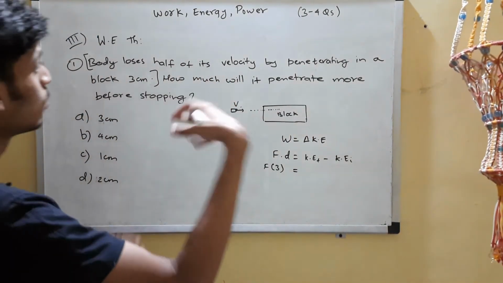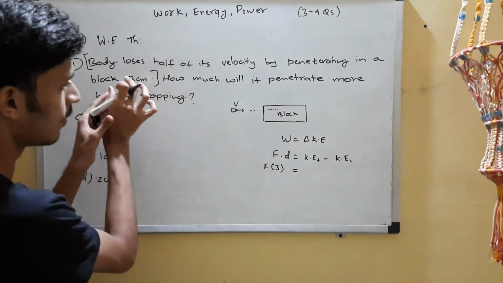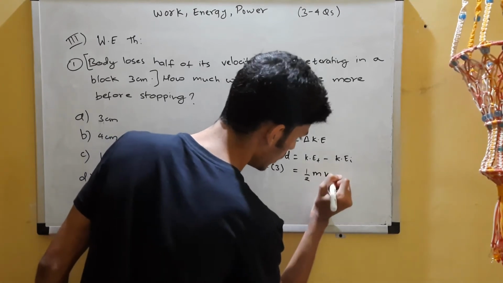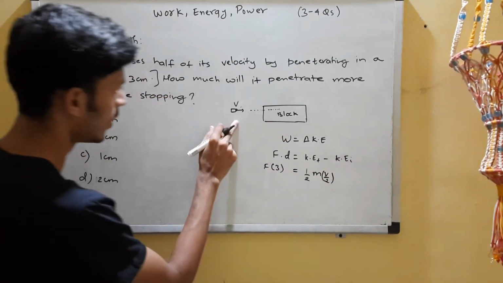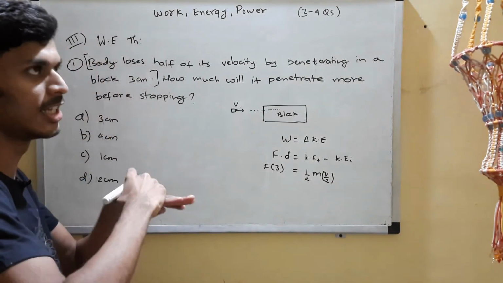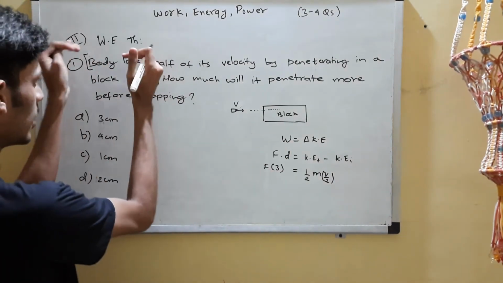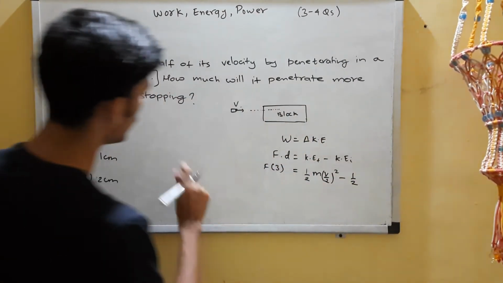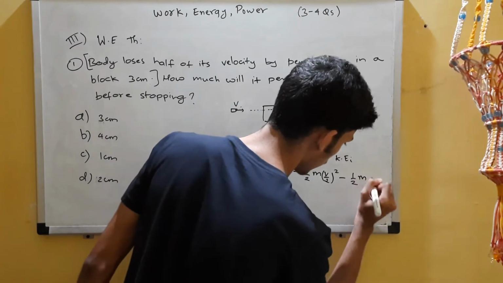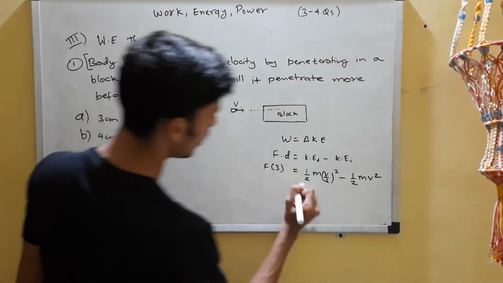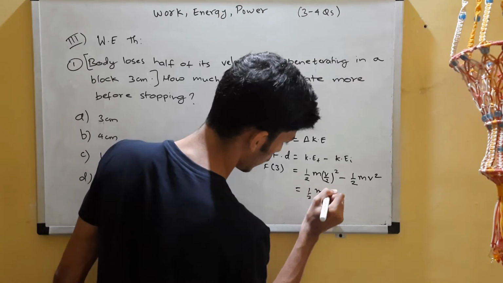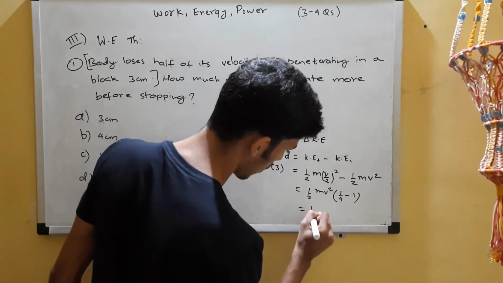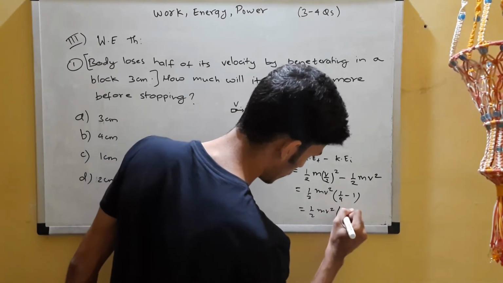If you see, the body loses half of its velocity after 3 centimeters. So half m v by 2, right? Initial velocity is v, but finally the velocity will become v by 2, considering only this situation over here. Initial velocity is v, so half mv square is the initial kinetic energy, right? So you can take half mv square common: 1/4 minus 1, that is minus 3/4, so half mv square times minus 3 by 4.